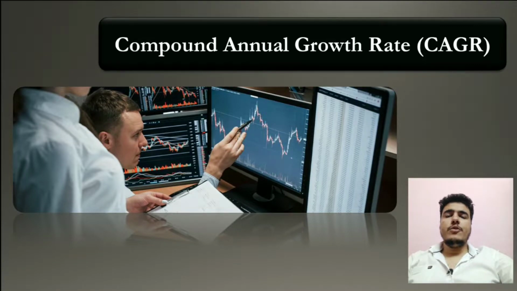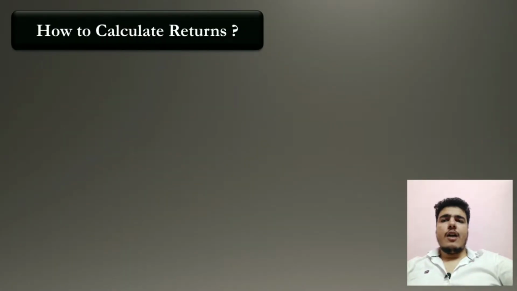In this video you will learn about compound annual growth rate. So it is basically the growth rate of your investment over a specific period of time. In other words, you can say how much return you have earned on your investment during the given intervals. Now let's try to understand how to calculate returns, absolute return, average returns, then we will move to CAGR.